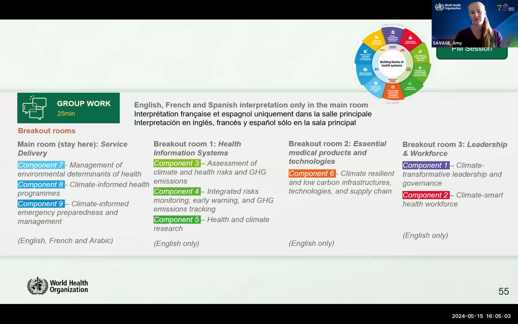But then we have 3 breakout rooms, which will all just be in English. So have a look at the components that we'll be discussing in each of the rooms. There'll be a facilitator and we'll be using the Google Jamboard. So we hope we can have a little bit more engagement and discussion. Choose which one you're most interested in. And my colleague Ichi will now open up the breakout rooms and we can all select which one we'd like to join and start to have a little bit more discussion.